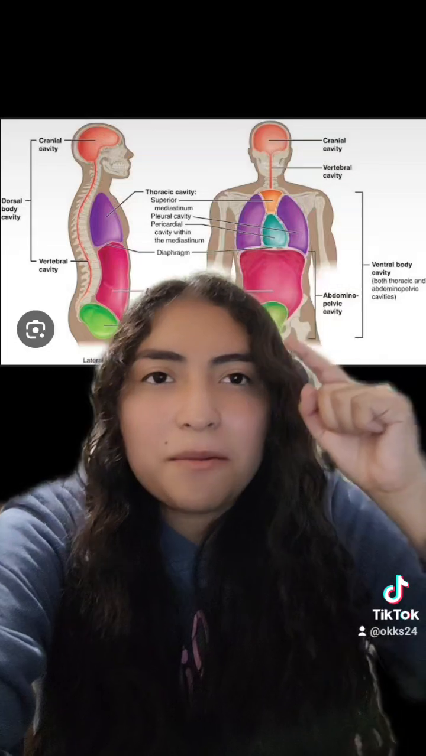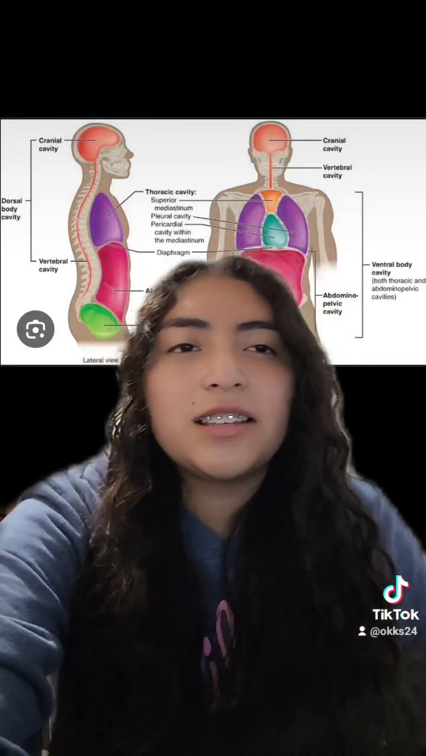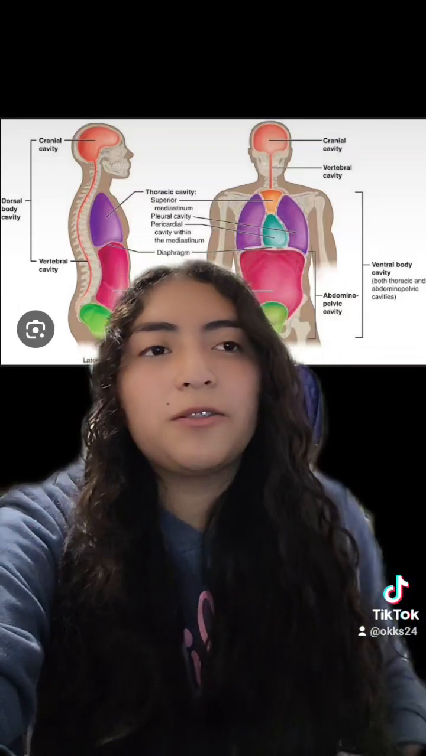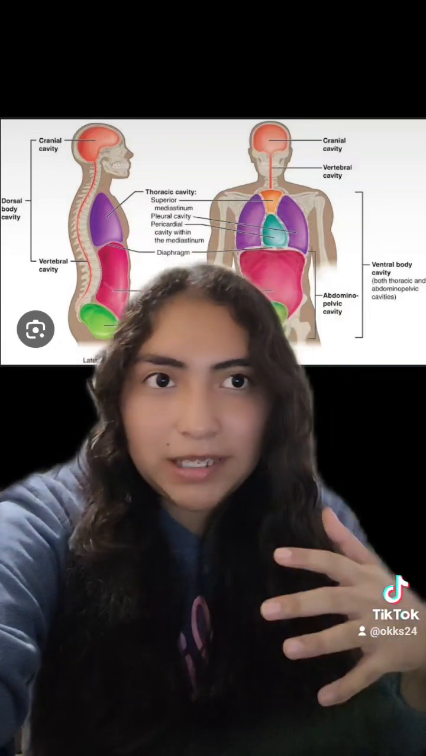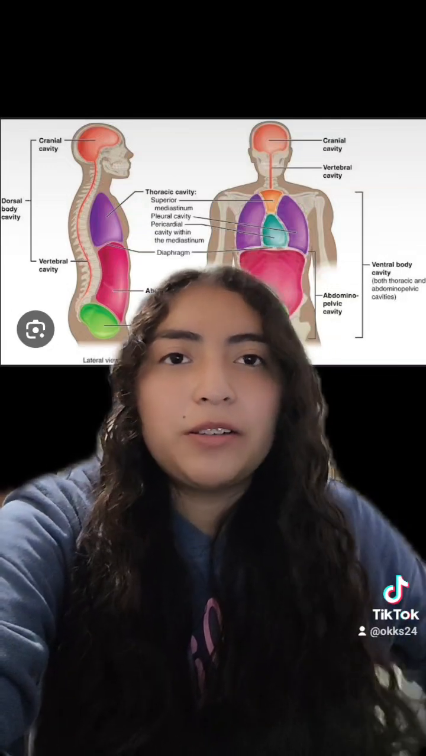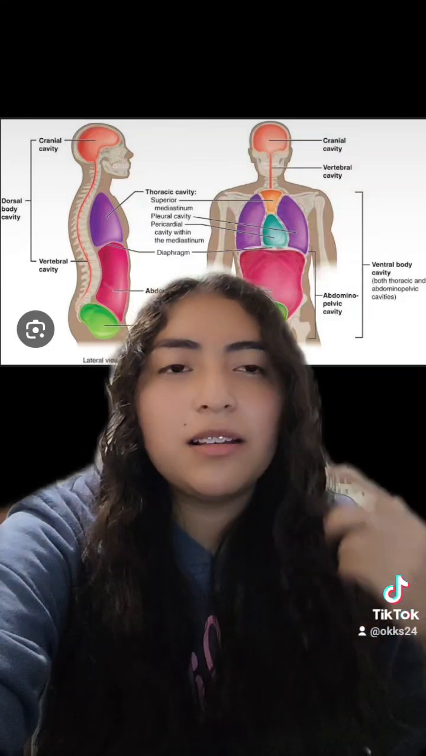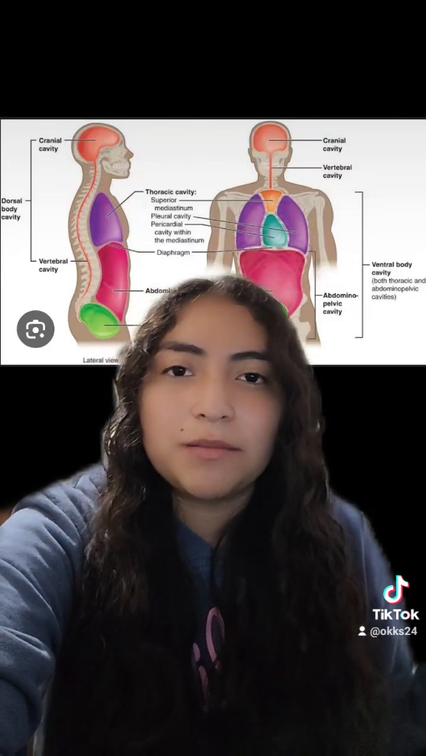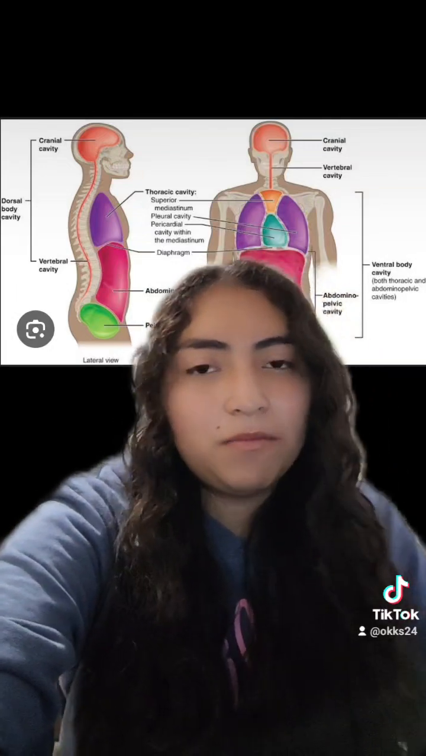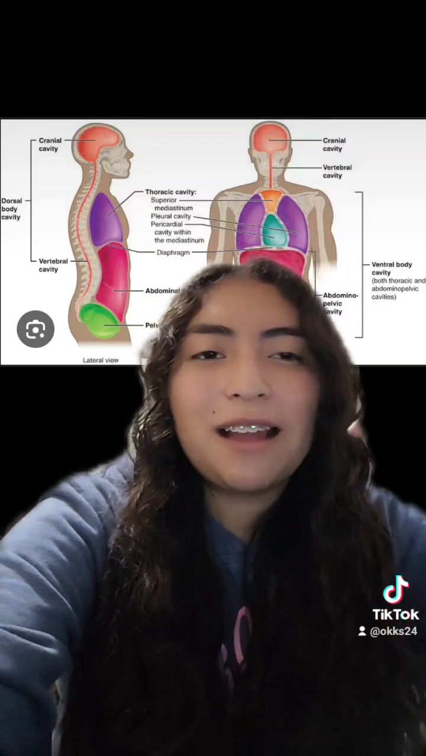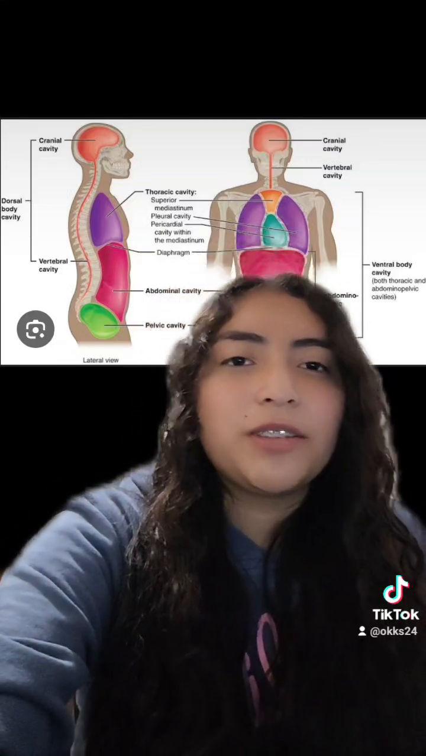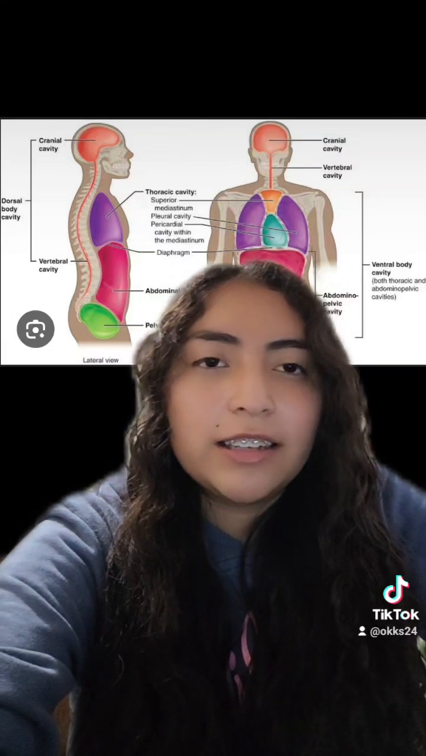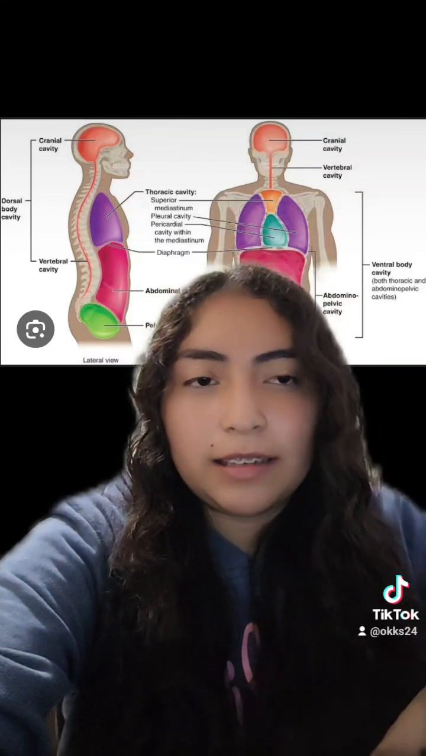And over here, the abdominopelvic cavity extends from the diaphragm to the groin, and it's closed by the abdominal wall and the bones and muscles of the pelvis. The abdominal cavity is the superior part that contains the stomach, spleen, liver, gallbladder, small intestine, and most of the large intestine. The pelvic cavity is the inferior part that contains the urinary bladder, portions of the large intestine, and internal organs of the reproductive system. They also contain the viscera.